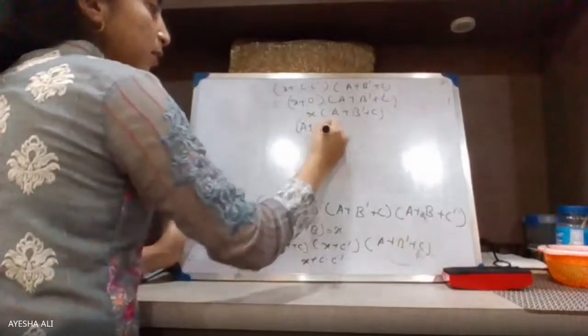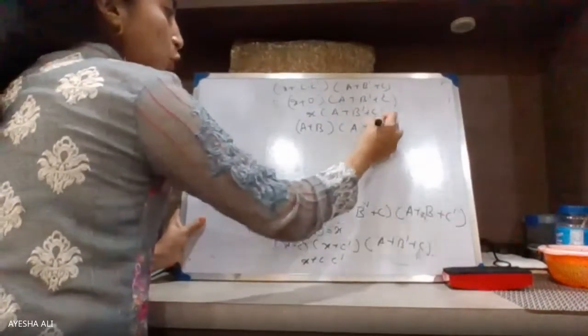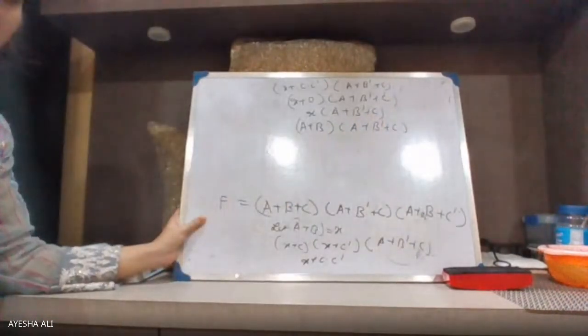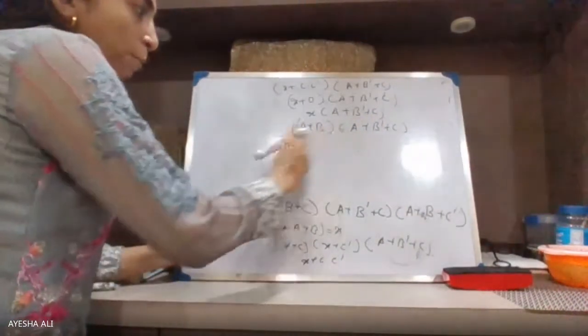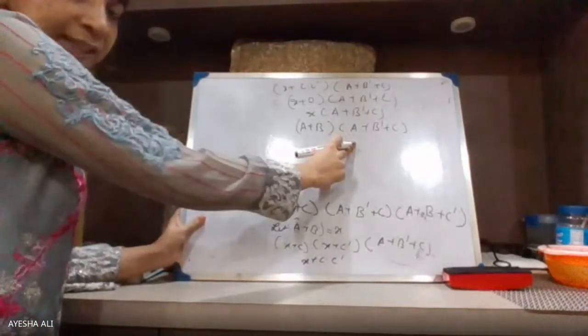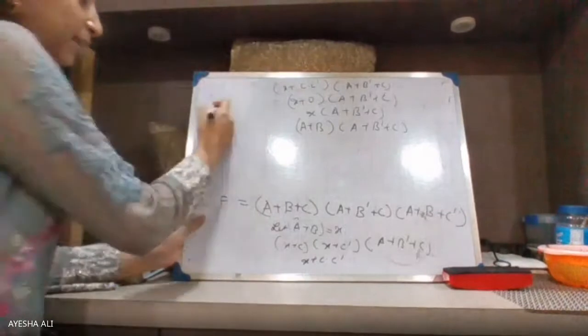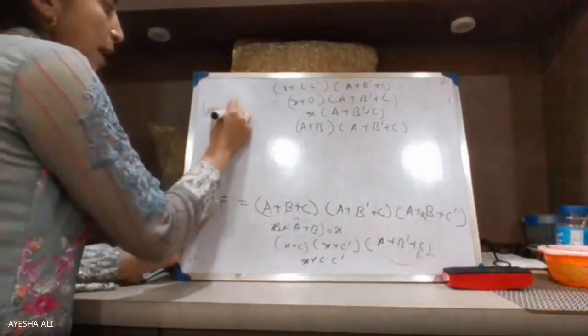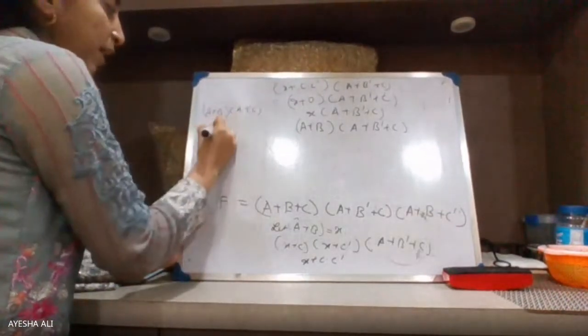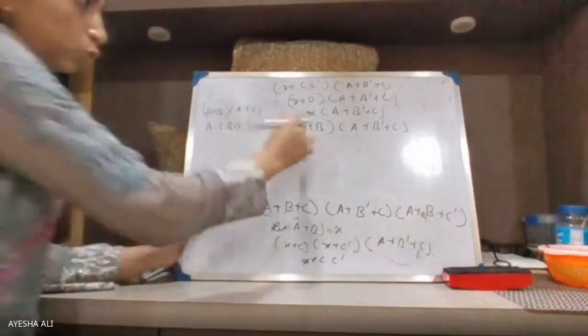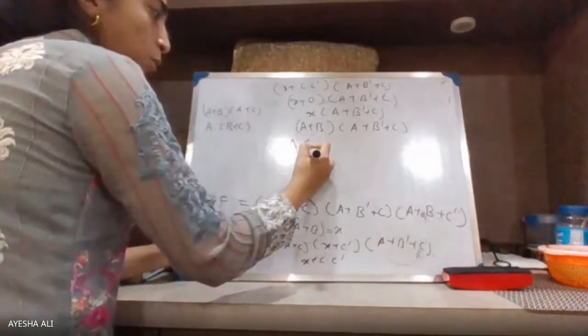X is A plus B, and then A plus B complement plus C. Again use the distributive law. A is common over here. Think of it like A plus B into A plus C. This is supposed to be A plus B and A plus C, which gives A into B plus C. So take A outside. What will it give?